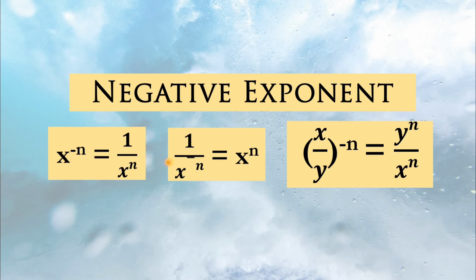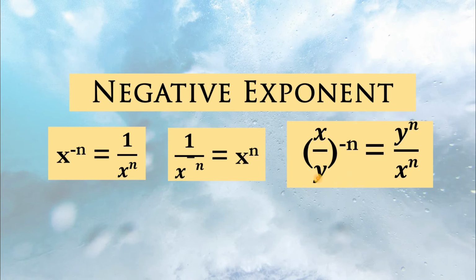Equally, if you see 1 over x raised to n, that's equal to x raised to positive n, because we've changed the negative exponent sign into positive. As a technique, if I see a numerator with a negative exponent, I can move it into the denominator, changing the exponent sign from negative to positive. At the same time, if I see a negative exponent in my denominator, I can move it to the numerator and change the sign into positive.